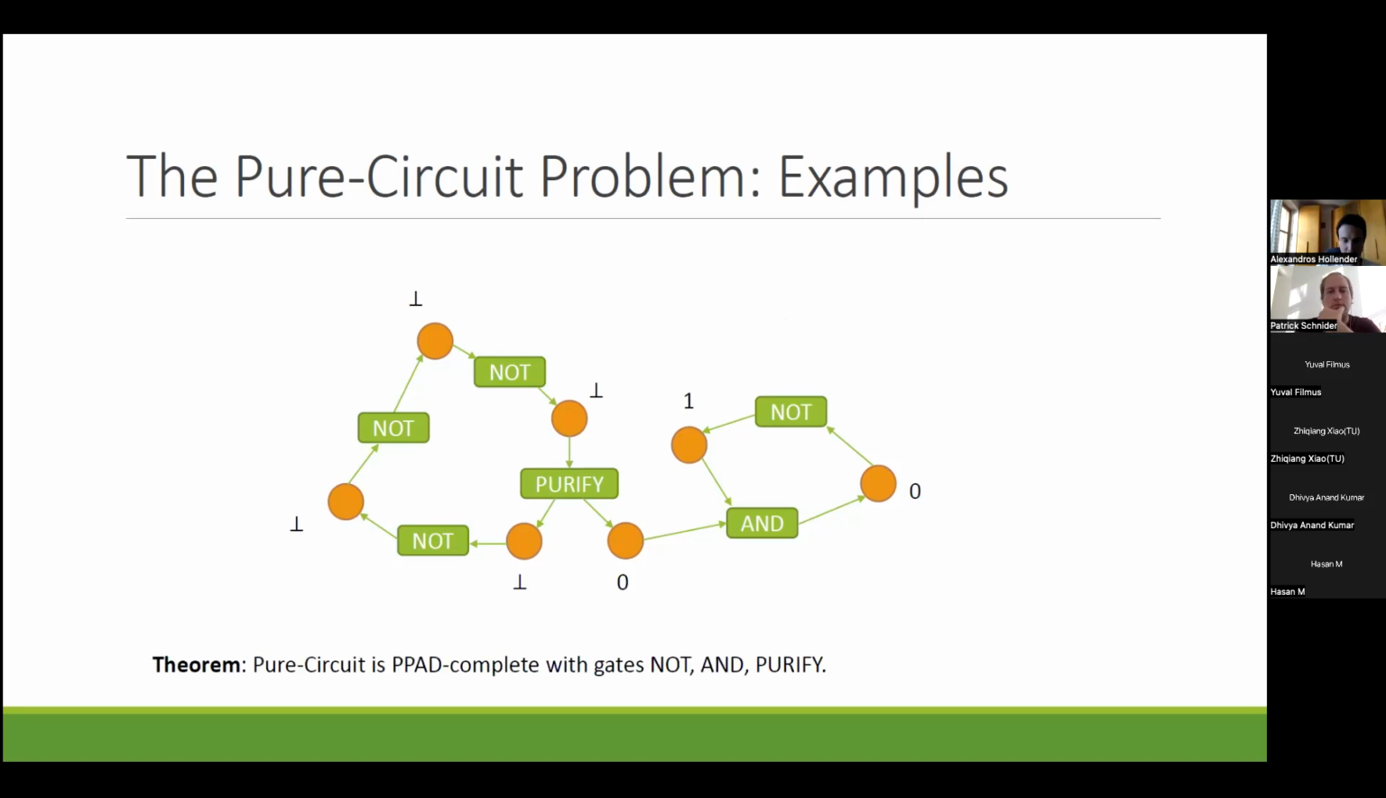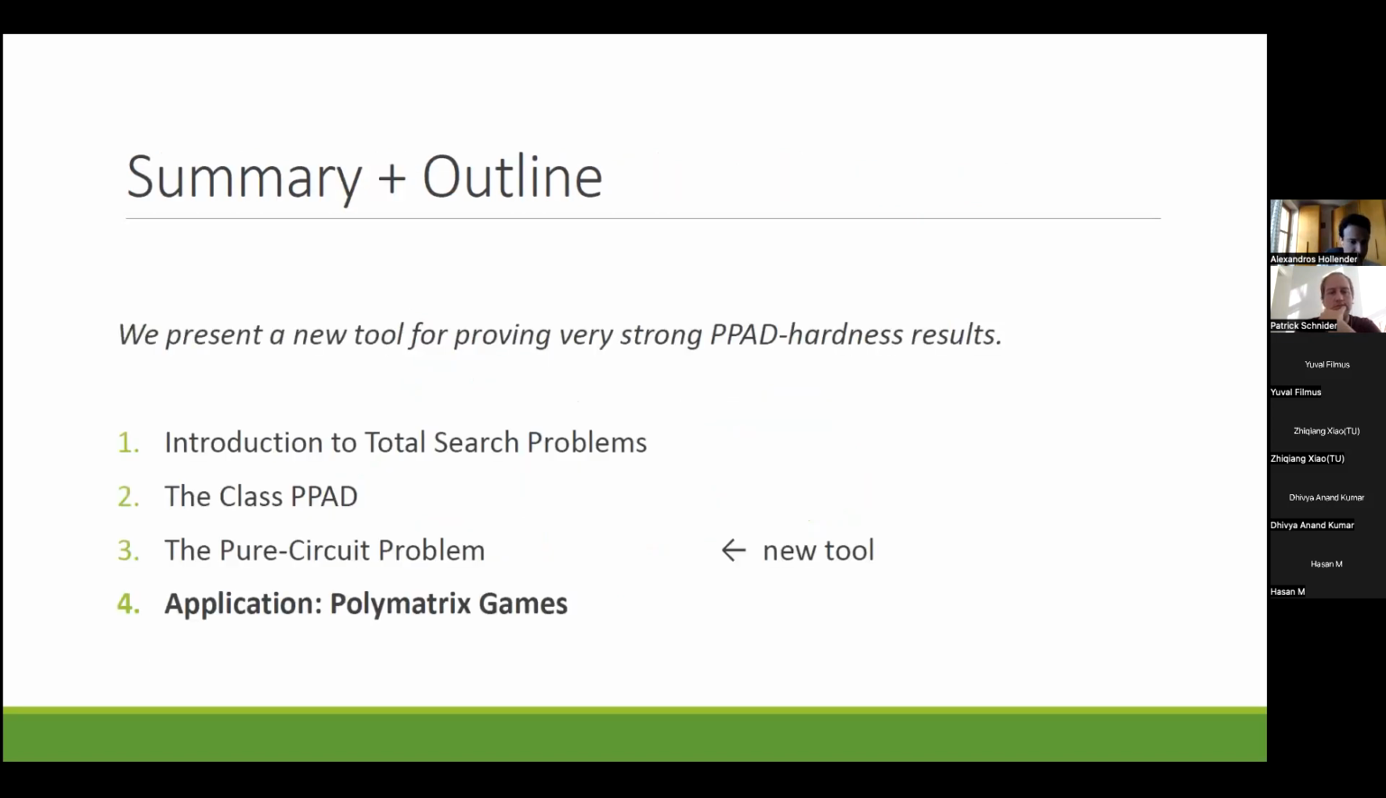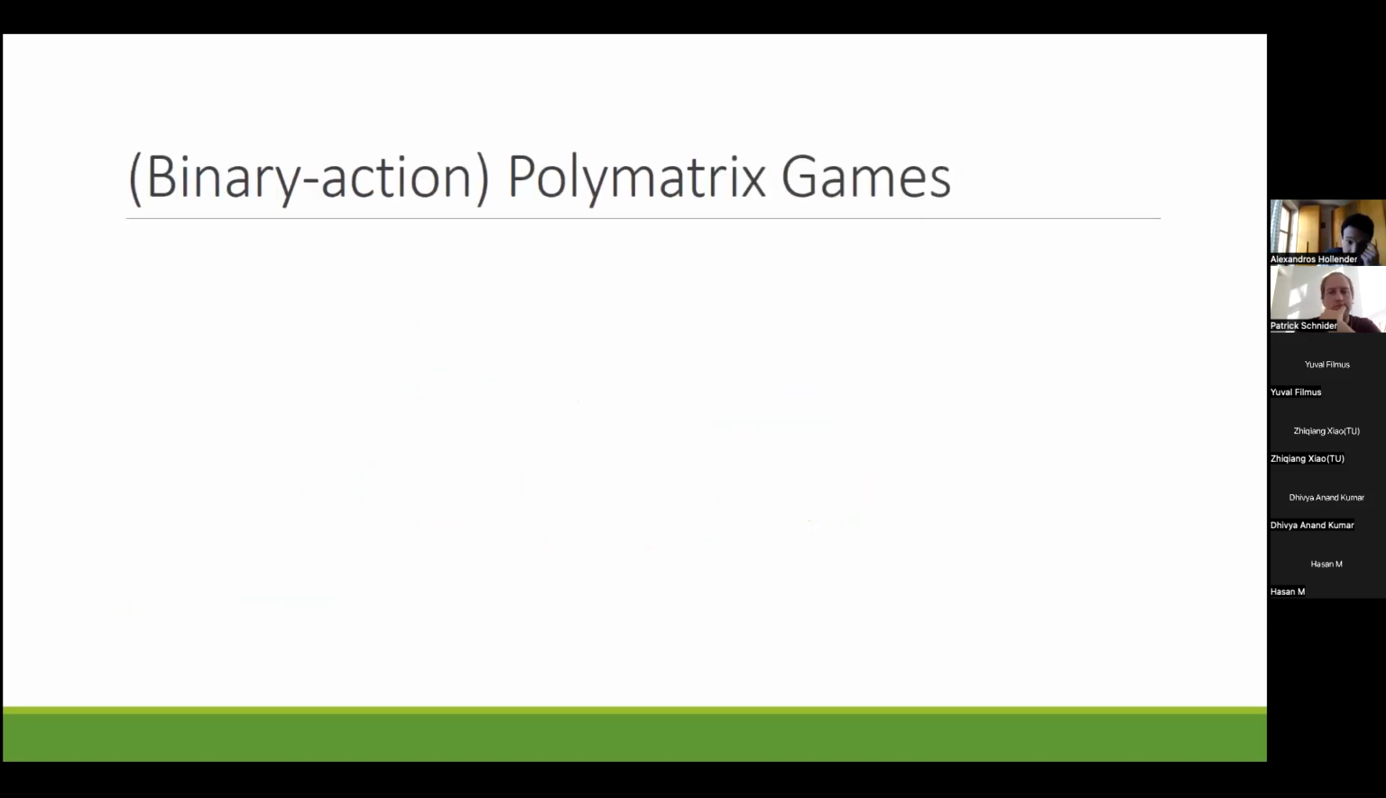All right, let me move on then to the application. So the application is going to be polymatrix games. What is a polymatrix game?